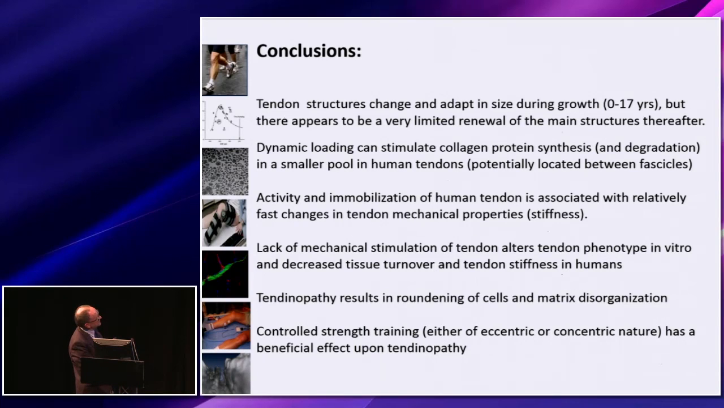Activity and immobilization of human tendon is associated with relatively fast changes in tendon mechanical properties. You increase the stiffness or lose it. Lack of mechanical stimulation of tendon alters tendon phenotype in vitro and decreases tissue turnover and tendon stiffness in humans. Tendinopathy results in a rounding of cells and matrix disorganization, and a controlled strength training, either of eccentric or concentric nature, has a beneficial effect upon tendinopathy.